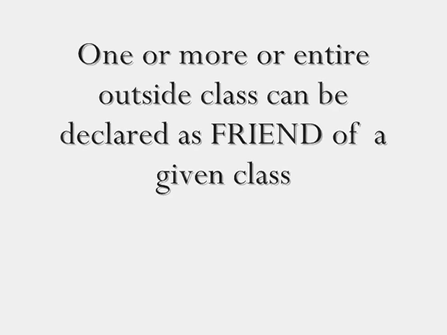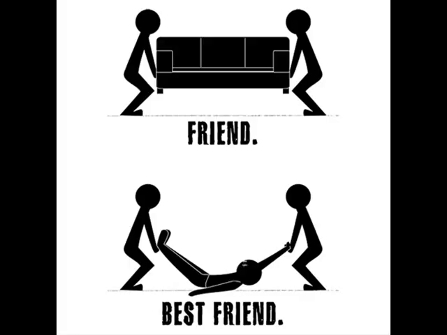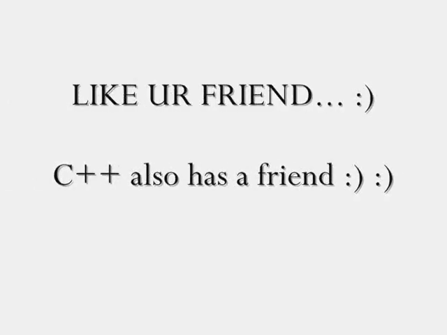It's like your friend. A friend can come into your home and take your properties, but you won't allow a stranger to access your properties, right? Your private data, but your friend can access your private things. Similarly in C++, a friend function can access the private data of the class if it is declared a friend. Okay, let's now go to the program.